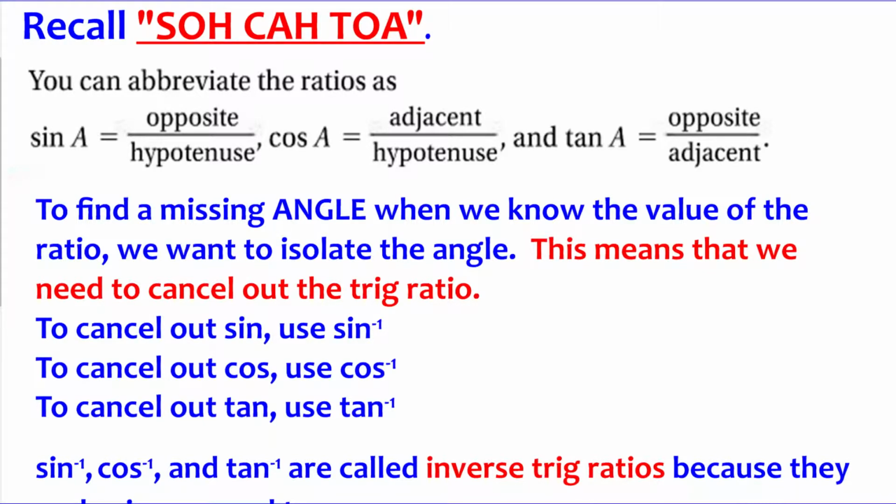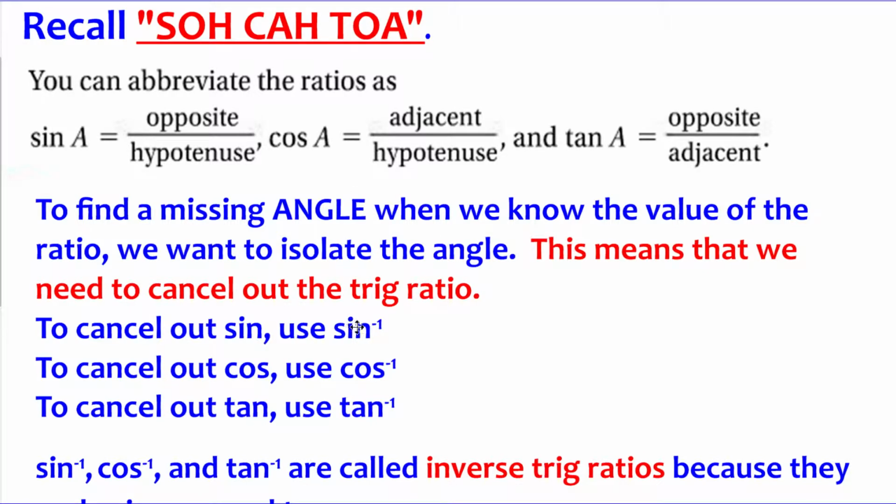To find the missing angle, we have to get rid of sine so that A is alone. If I know these, I can set that up, but then I need sine to go away, or cosine to go away, or tangent to go away. So the question is, how do I cancel out the word sine, or cosine, or tangent? How do I get rid of those operations but not get rid of the angle?